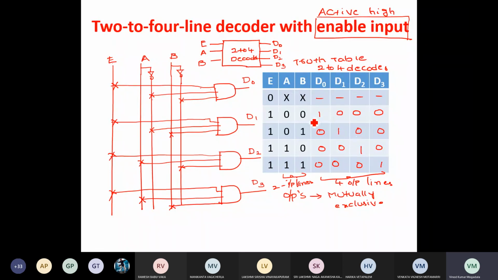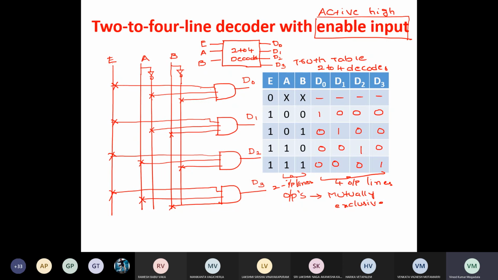So what is the truth table? D0 is 1 only when A and B are 0, 0. D1 is 1 when A is equal to 0, B is equal to 1. And D2 is 1 when A is equal to 1, B is equal to 0. And D3 is 1 when A and B are both 1, 1. So outputs are mutually exclusive.